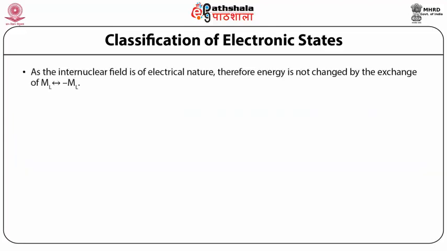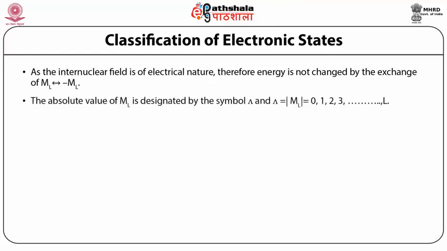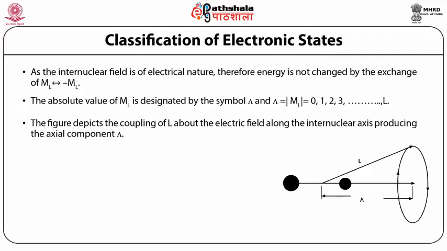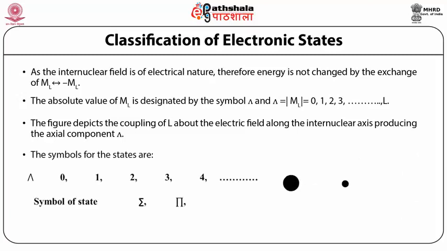As the internuclear field is electrical in nature, the energy is not changed by the exchange of ml to minus ml. The absolute value of ml is designated by the symbol lambda, and lambda is equal to 0, 1, 2, 3, and so on up to L. The figure depicts the coupling of L about the electric field along the internuclear axis, producing the axial component lambda. The symbols for these states are shown in the table below.